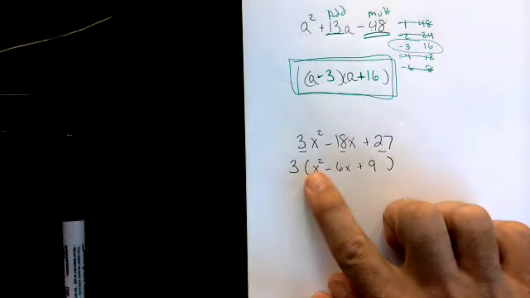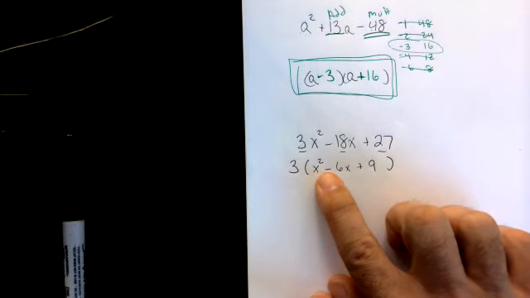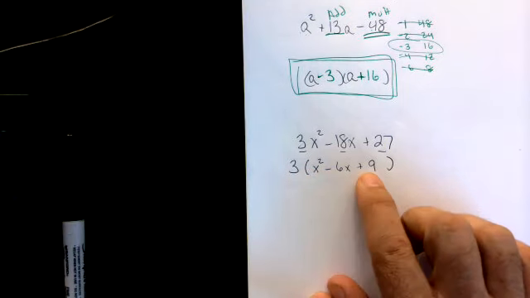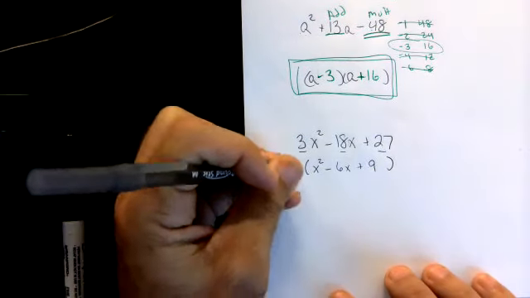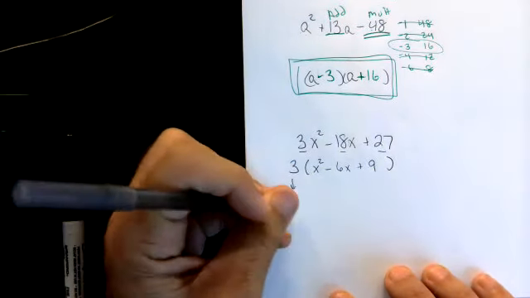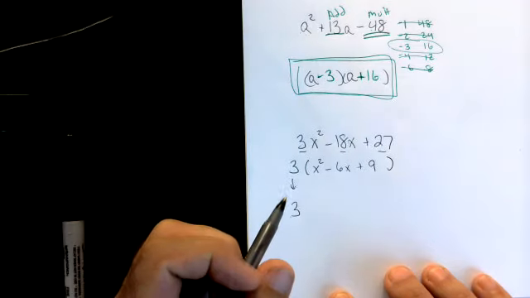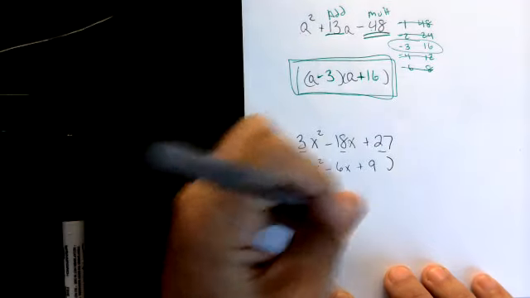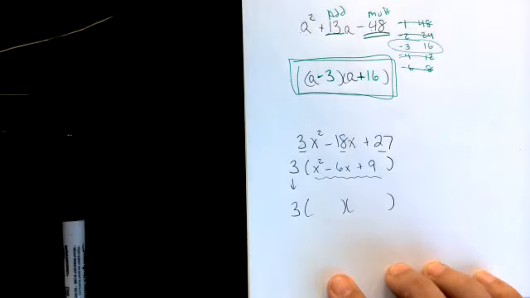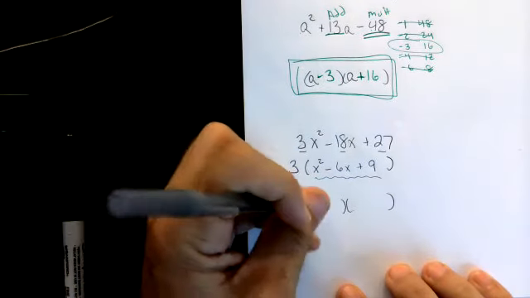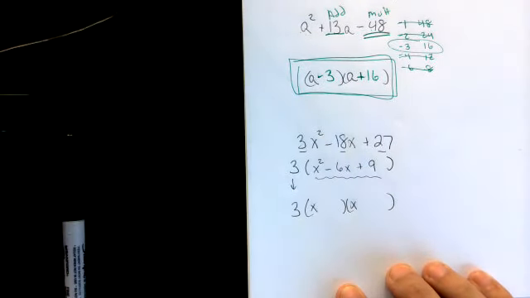So now I can factor this with no leading coefficient. I just want to see if this x squared, negative 6x, and positive 9 will break down anymore. So 3 is still a greatest common factor, so it's part of the factored form. And then we want to see if we can factor this piece, this x squared minus 6x plus 9. So again, x squared is x times x.